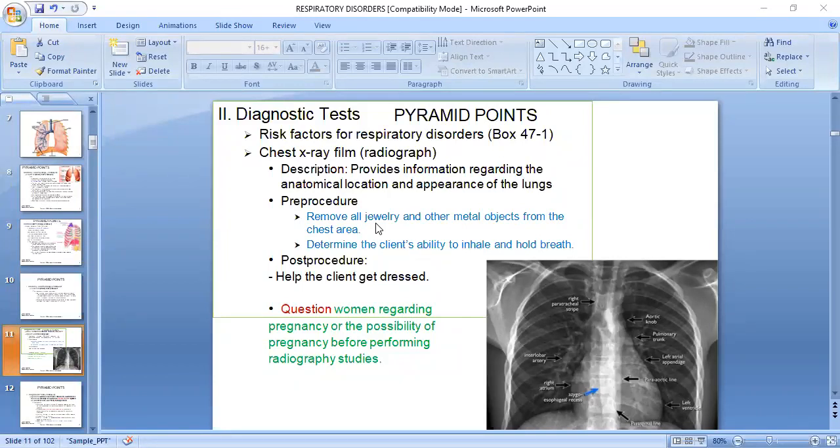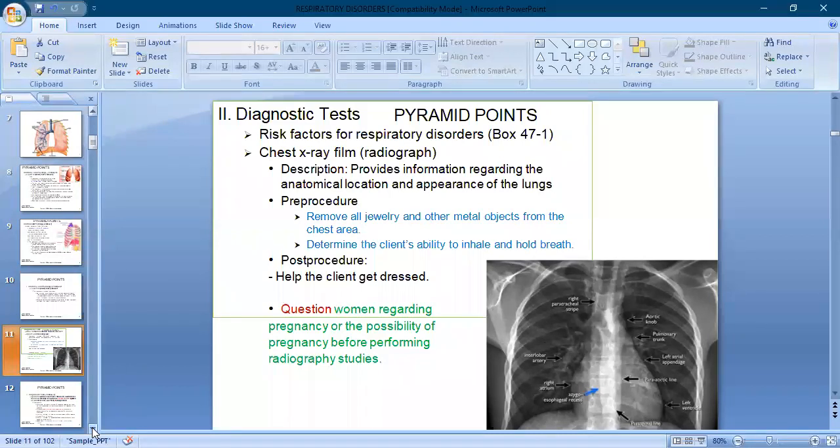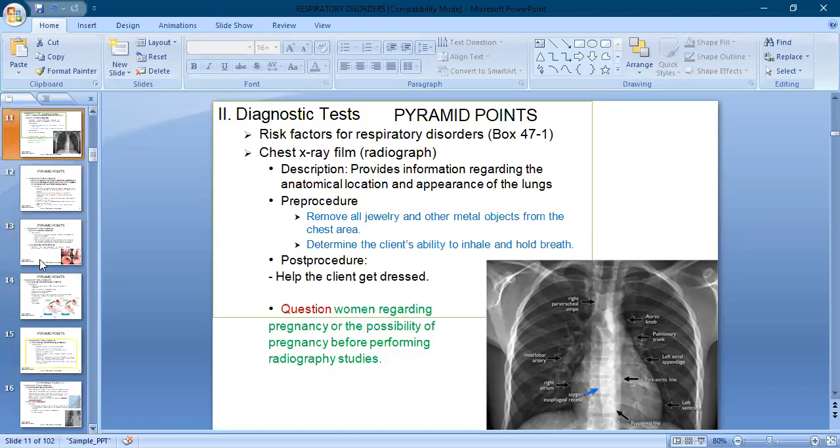Question women regarding pregnancy or possibility of pregnancy before performing the procedure. In the case of a female of childbearing age, you have to ask whether she is pregnant or not, or whether there is a chance of pregnancy within the month, right? If anybody has a positive history, we tell them not to do this. This radiation is not good for the baby.